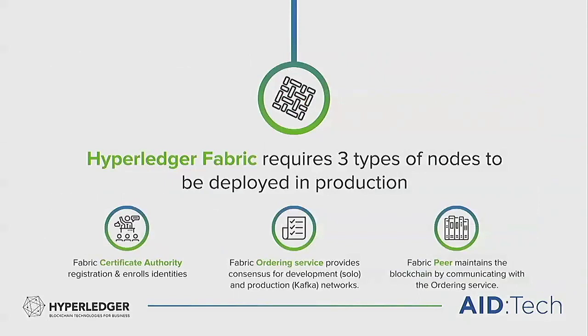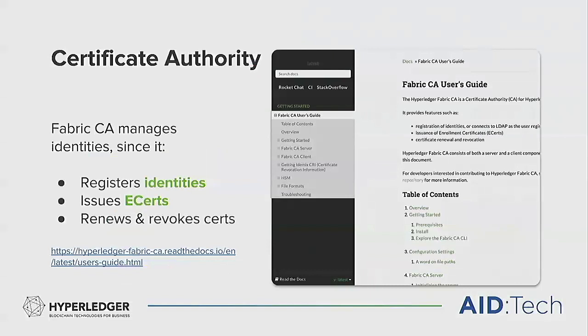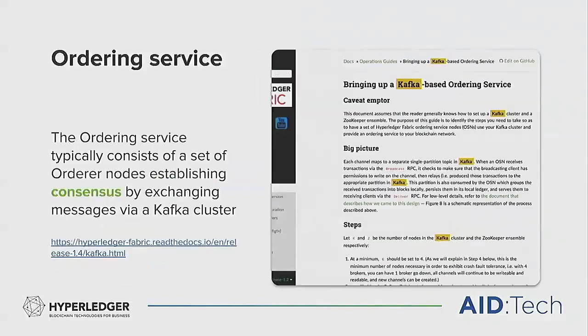One is the certificate authority. The other is the ordering service, or the orderer. And the last one is the peer. The certificate authority deals with all the identities on the network. It deals with identities of the different nodes, of the orderers and the peers, but also of all the agents interacting with the blockchain. It registers these identities and issues certificates, basically.